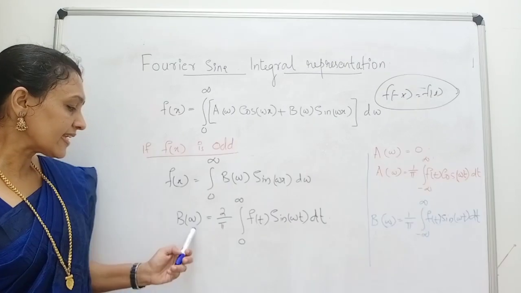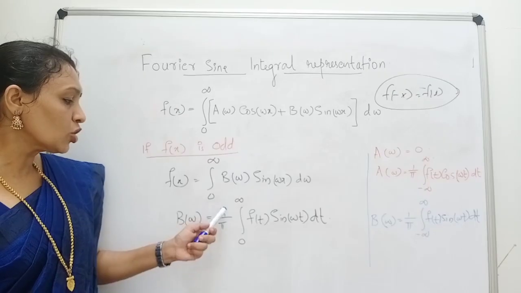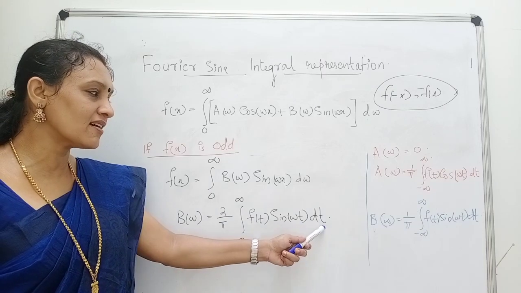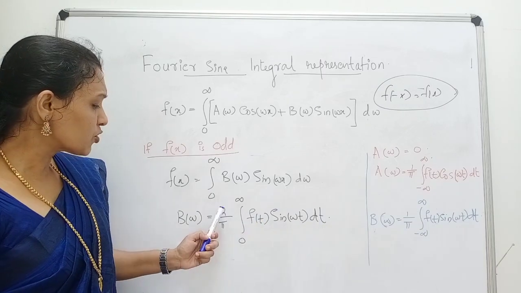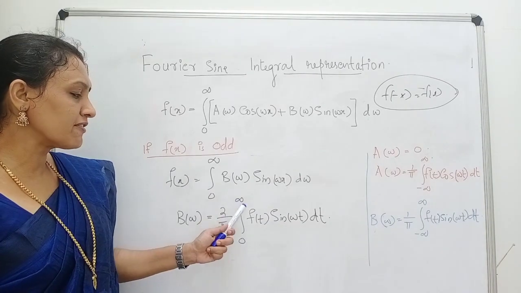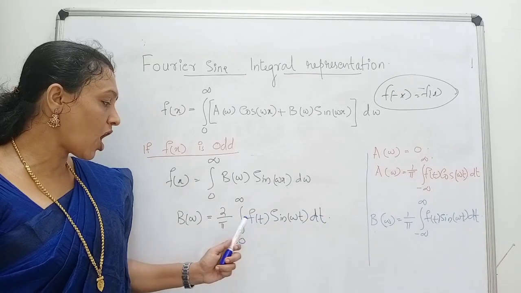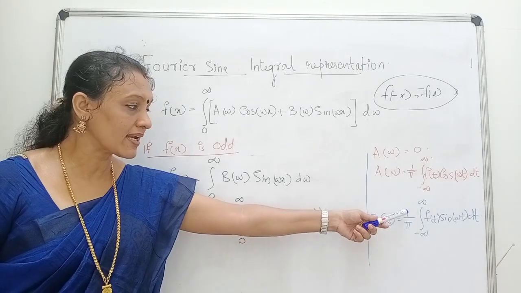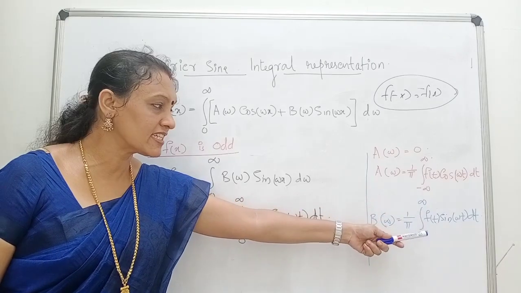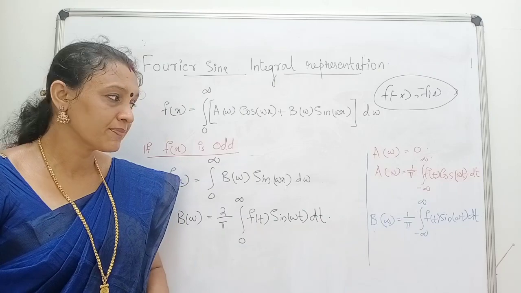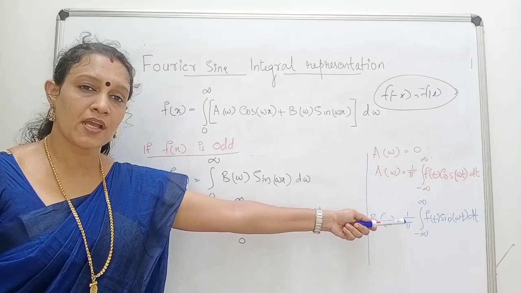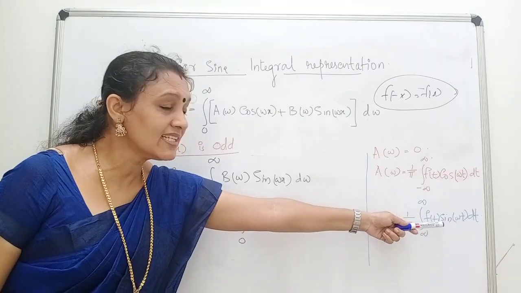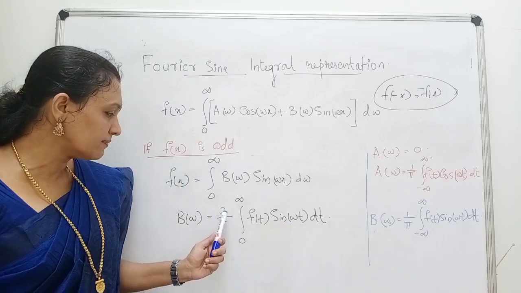And here b omega is given by 2 by pi integral from 0 to infinity f of t into sine omega t dt. How? 1 by pi becomes 2 by pi. We have b omega as 1 by pi integral minus infinity to infinity f of t into sine omega t dt. That 1 by pi becomes 2 by pi. How? F of t is odd and sine function is odd. Odd into odd is an even function. Therefore, our 1 by pi becomes 2 by pi.